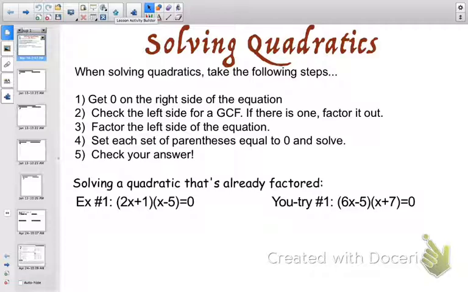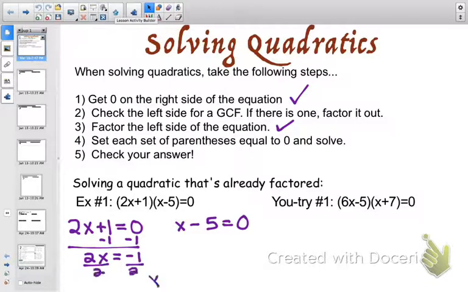So the biggest thing is we have to have 0 on one side of the equation. If we look at our first example in our first U-try, we already have that. Next, check for GCF, factor the left side, set each set of parentheses equal to 0 and solve, then check your answer. So if we look at our first example, we already have 0 on one side and it's already factored. So we can actually skip to step 4 by setting each set of parentheses equal to 0 and solving.